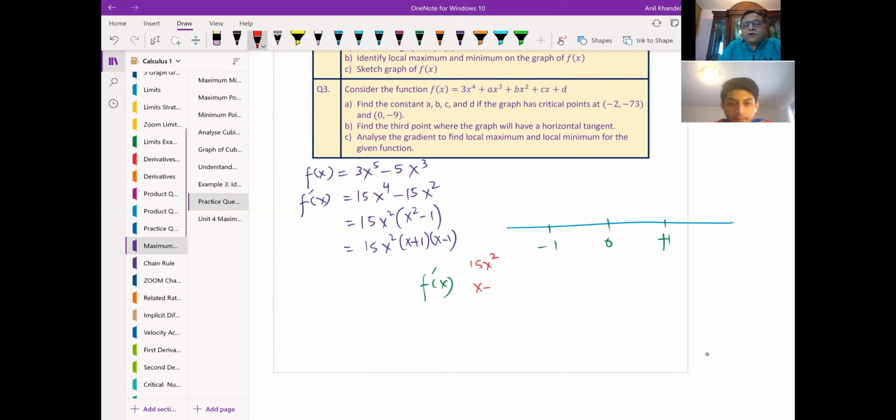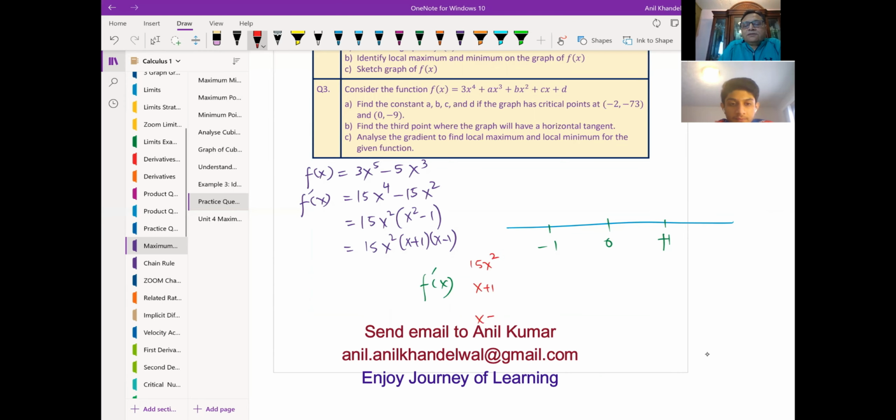One of them is x plus 1, and then we have x minus 1. These are the three factors. Now, in these intervals, let's take some test points. The test point could be minus 2. So these are my test points, correct? Yes. Here, the test point could be minus half, here I could take half, and here I could take 2.